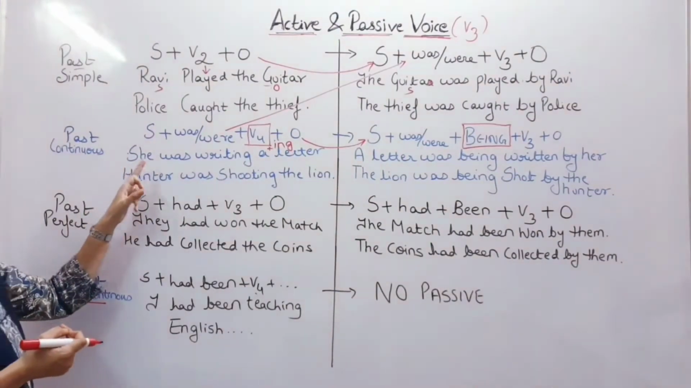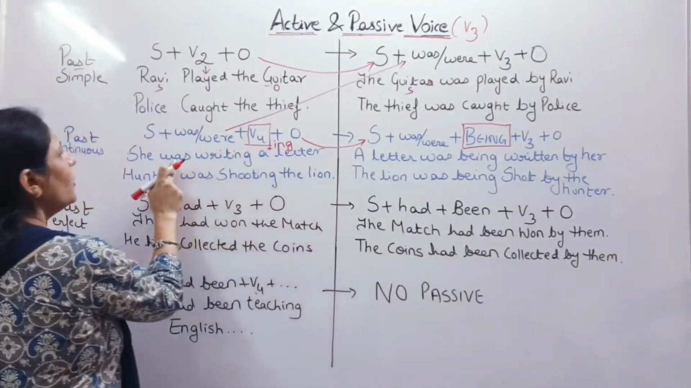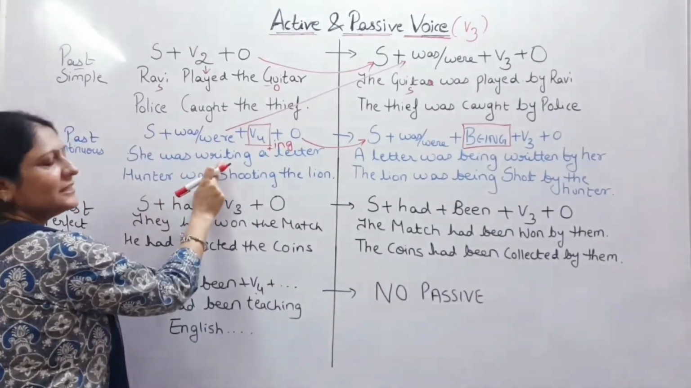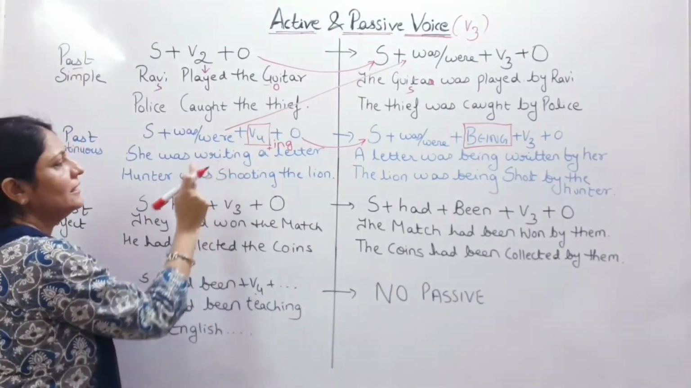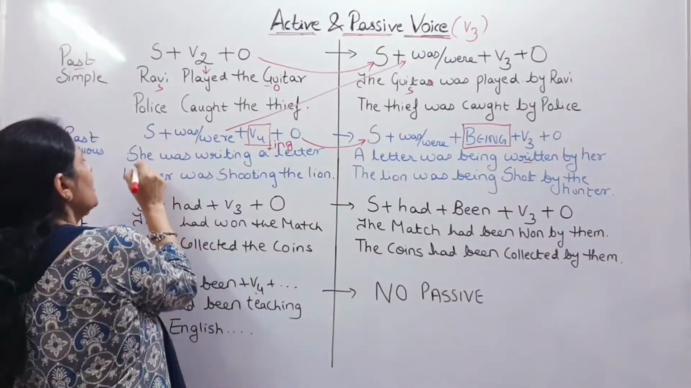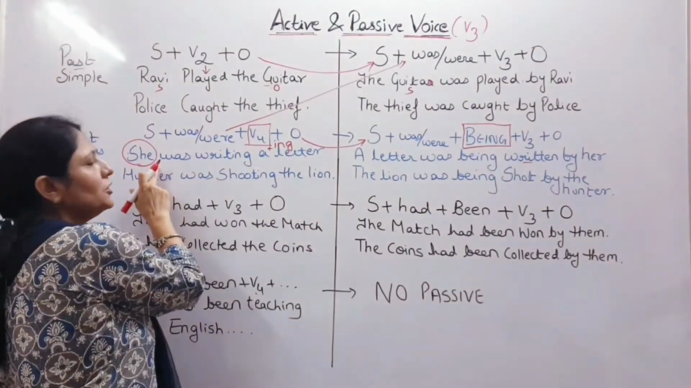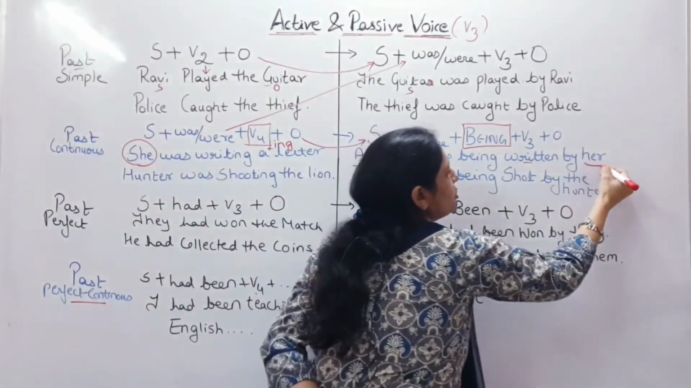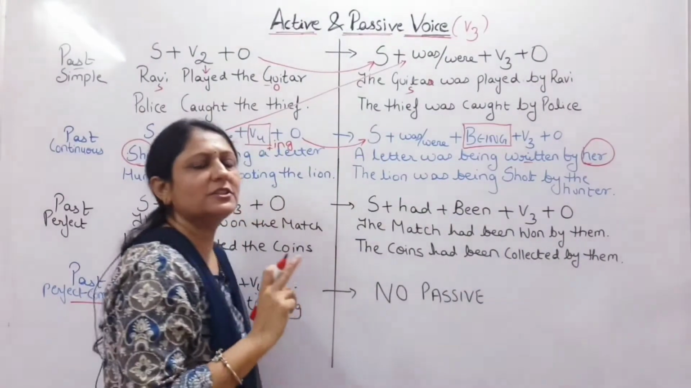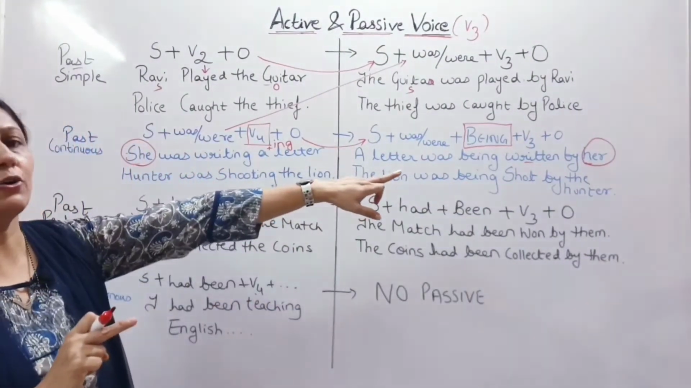So the sentence she was writing a letter becomes a letter was being, writing का V3 क्या बन जाएगा? Written. A letter was being written, और she जो कि हमारा subject pronoun है, whenever a subject pronoun is changed into the object pronoun, it changes into the object case pronoun, that is called as her over here.